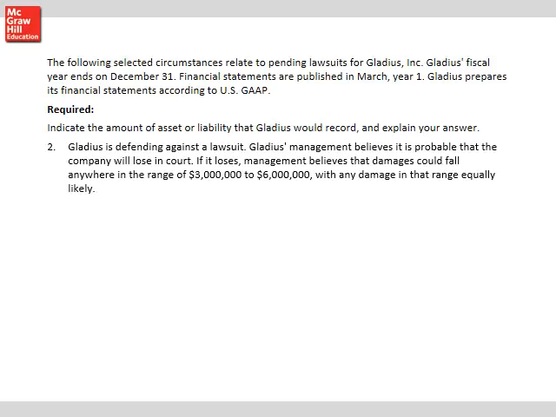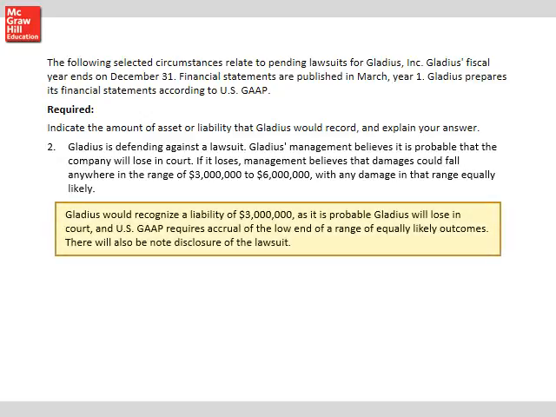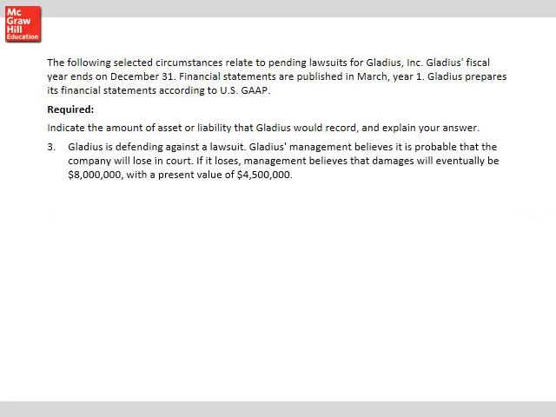Number 2, here we have that it is probable that the company will lose in court, and then we have a range between $3 and $6 million, with any damage in that range equally likely. Gladius would recognize the liability of $3 million as it is probable that they will lose in court. U.S. GAAP requires the accrual at the low end of the range of equally likely outcomes. There will also be a disclosure note.